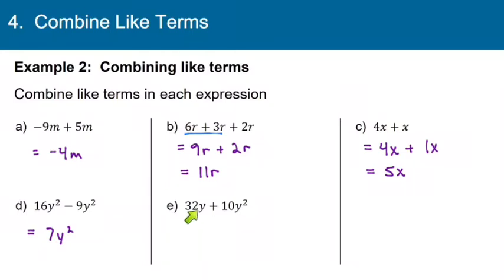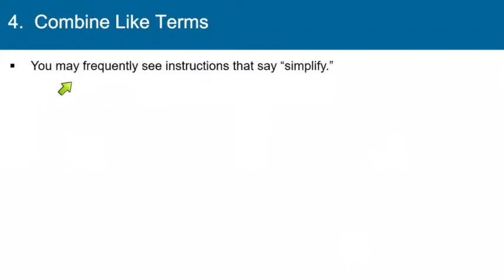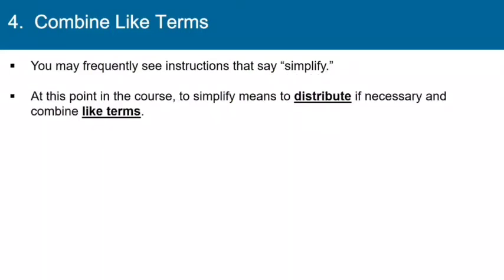And then here on part E, you have to be careful. 32y plus 10y squared, these two terms are not like terms, and therefore they cannot be combined. Now, you'll frequently see instructions that just say simplify. So again, at this point in the course, to simplify means to remove any grouping symbols. Usually for us that means to distribute, and combine any like terms.